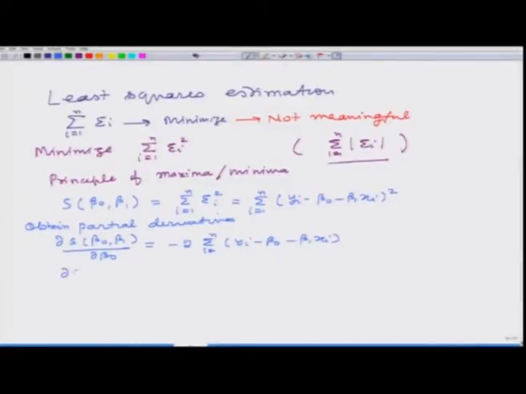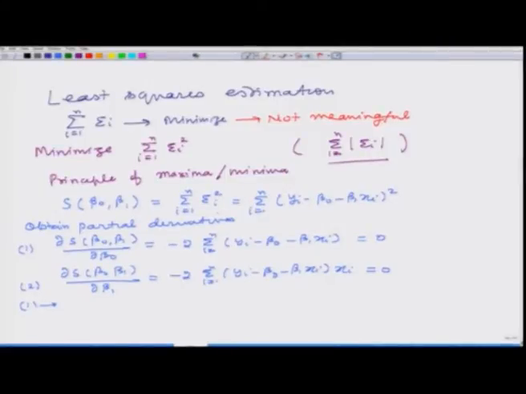and next I partially differentiate S with respect to beta 1, and this turns out to be summation i goes from 1 to n of (y i minus beta 0 minus beta 1 x i) times x i. Okay. And now I put them equal to 0 and I need to solve it. So, let me call this equation number 1 and this equation number 2.